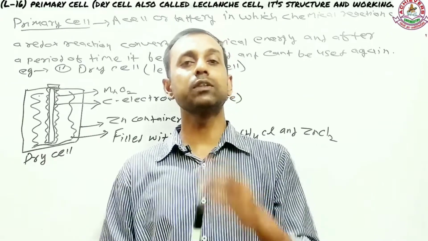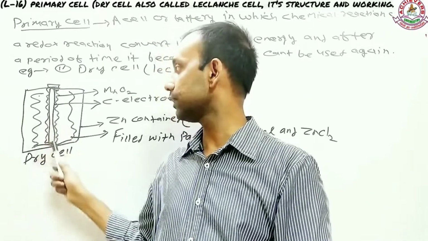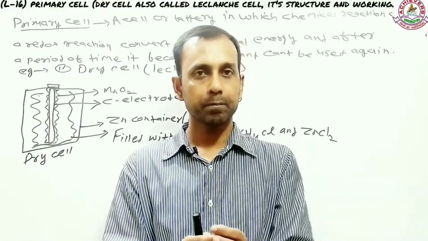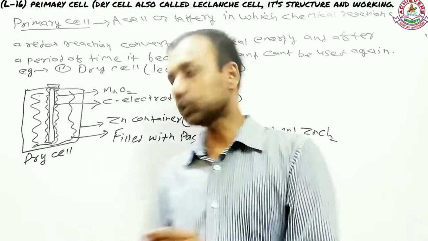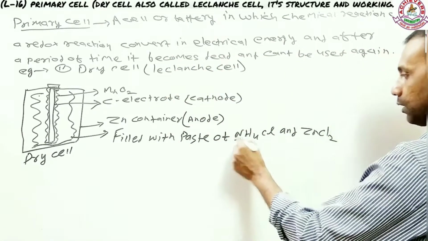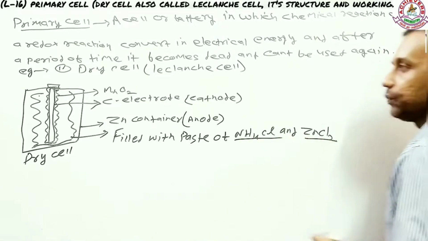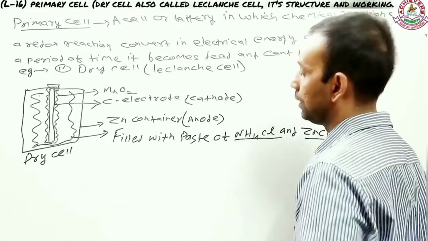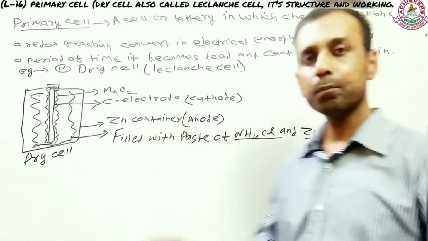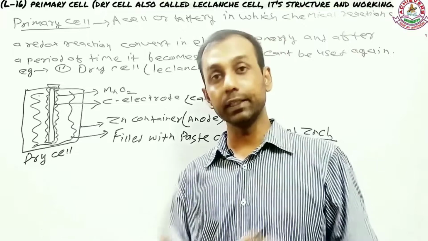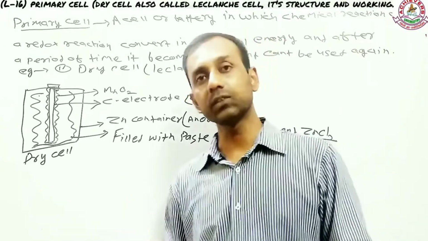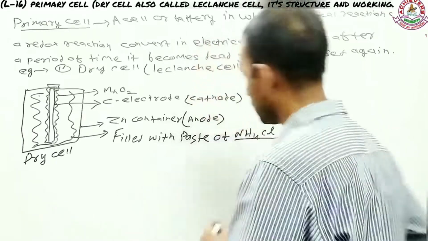So this carbon electrode is covered with manganese dioxide, and all the remaining space inside the container is filled with the paste of ammonium chloride and zinc chloride. So this is the paste that is filled inside the primary cell. And after all these three have been completely set up, the cell is sealed. Now you have your cell ready to use. Now the question is, how does it produce a potential difference, and what is the potential difference? So for that, let's talk about this.